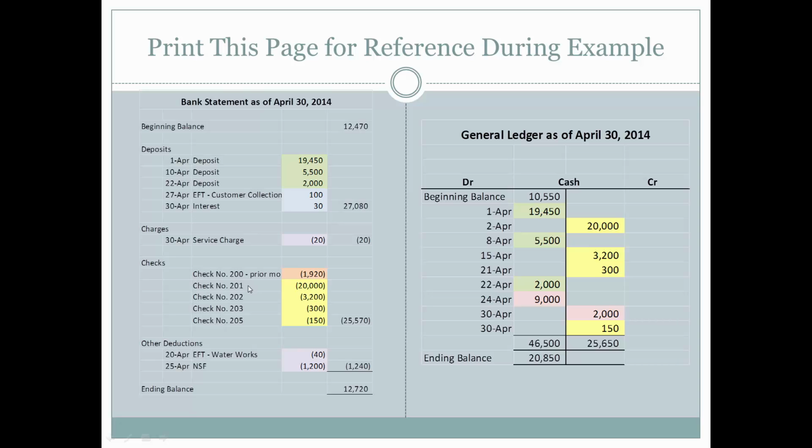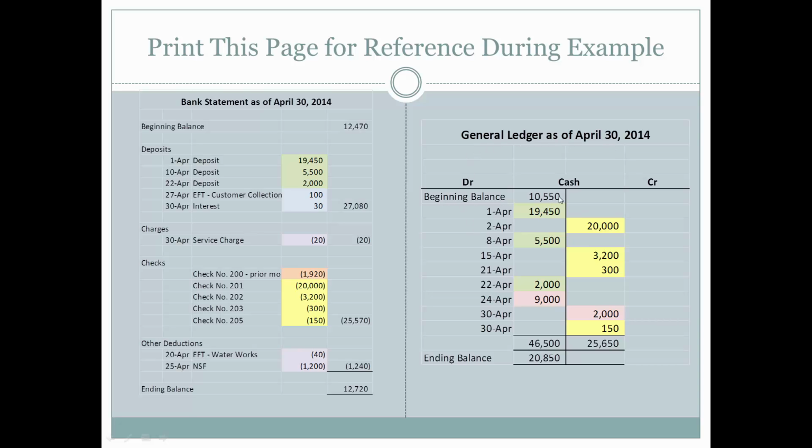This check was related to the prior month, and these checks are related to the current month and represent all of the checks that were written by the company. Then we have other deductions from the bank statement, an electronic funds transfer where the company paid a waterworks using an electronic funds transfer. And then also we see here that the bank has an NSF check. This is a check that the company deposited with the bank that was from one of its customers, and when the bank tried to collect from that customer, the customer's account did not have enough funds in it, so the bank returned it to the company, and so an NSF check was deducted from the balance in the amount of $1,200. So we have all of the additions, all of the subtractions, and this is the ending balance of the bank.